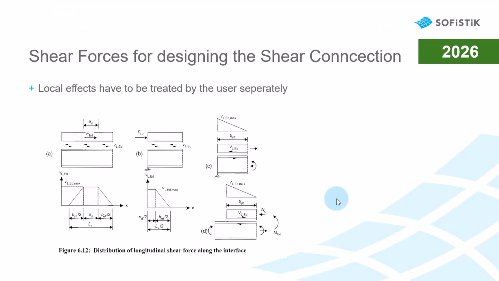Please note that the shear forces are calculated on cross-sectional level purely from the shear forces and the torsional moments in the section. Local effects, like the effects of concentrated axial forces applied to the section, or effects from sudden changes in the cross-section, like for example depicted in figure 6.12 of Eurocode 4, are not considered and have to be treated by the user separately.